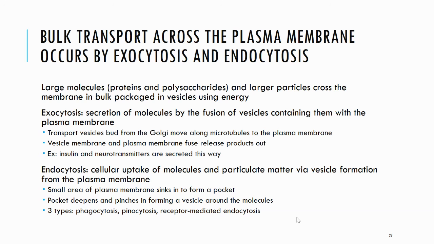With endocytosis, we have the uptake of molecules and other particulate matter via vesicle formation from the plasma membrane. So what will happen is a small area of the plasma membrane will sink in and form a pocket, which will pinch until there's a vesicle around that thing trying to get into the cell. And there are 3 types of endocytosis: phagocytosis, pinocytosis, and receptor-mediated endocytosis.